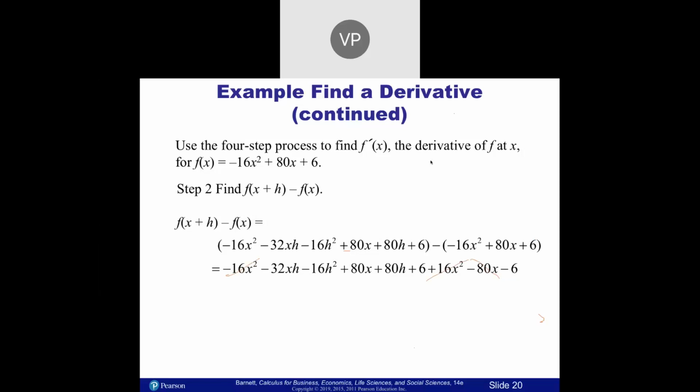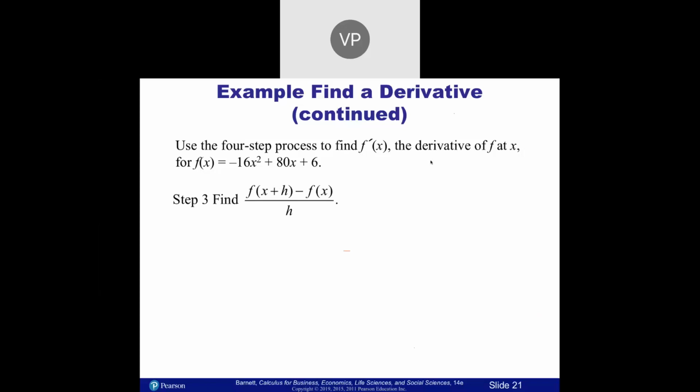The negative 80x, sorry, wrong one, cancels with the 80x. The negative 6 cancels with the positive 6. And after all that, you're left with a much smaller expression of just 3 terms. Okay? So that is f of x plus h minus f of x. That's phase 2, step 2 in our process.